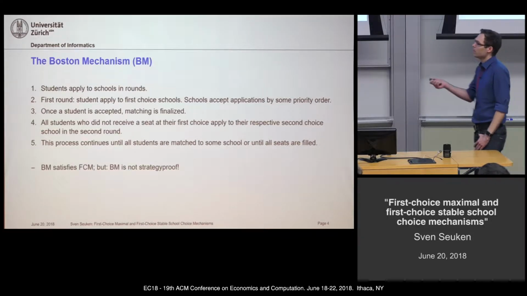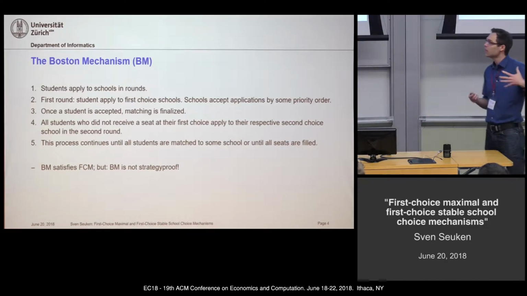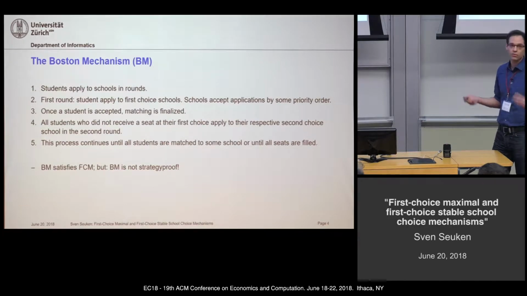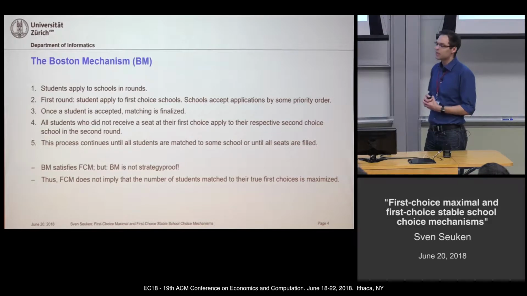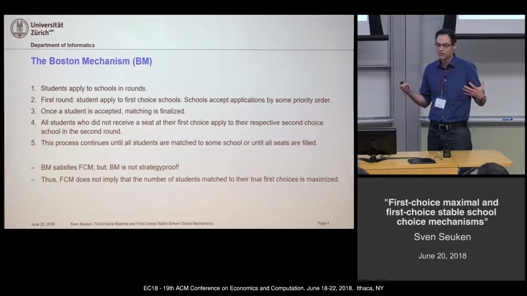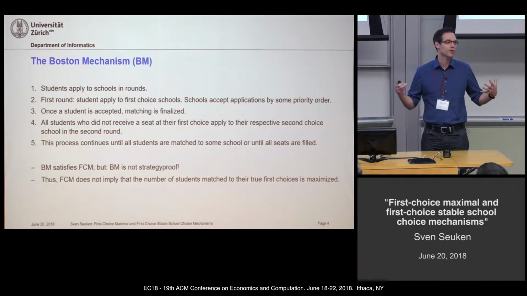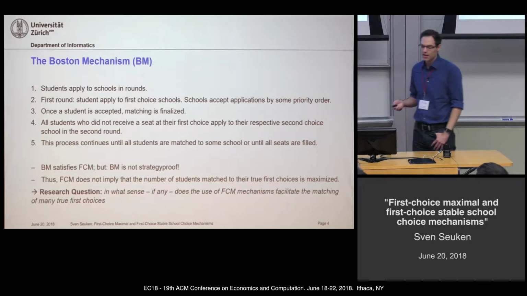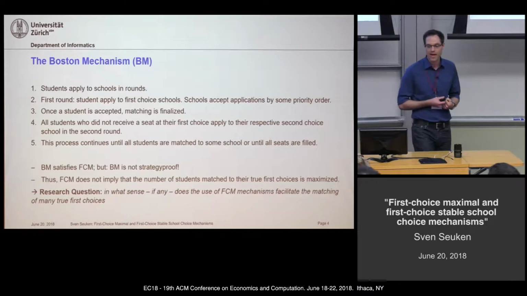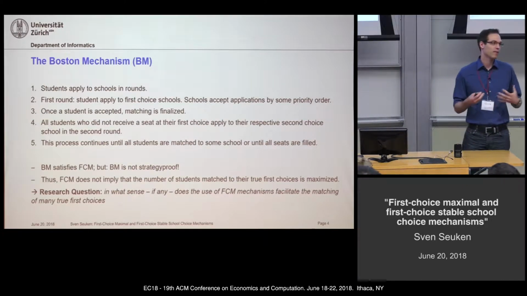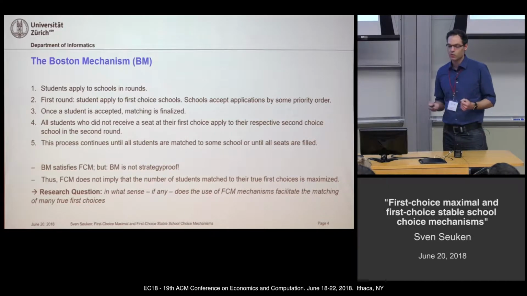The Boston mechanism satisfies this desideratum of first choice maximality in an obvious way, but the Boston mechanism is not strategy proof, which is well known. So even though first choice maximality may be given on the reported first choices, it doesn't tell us much about what this actually means in terms of the true first choices. And this motivates the research question: in what sense, if any, does using a first choice maximal mechanism actually facilitate the matching of many true first choices, which we want as market designers if we care about welfare?